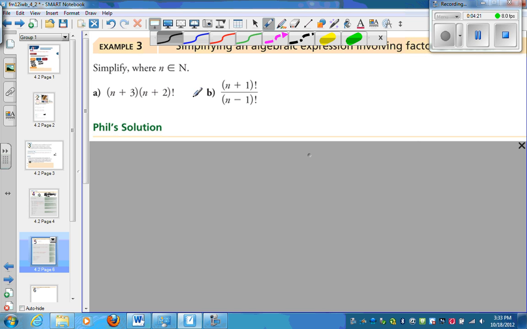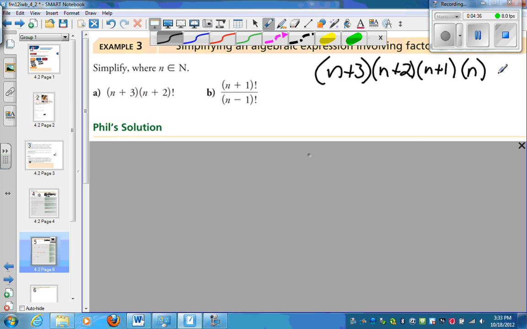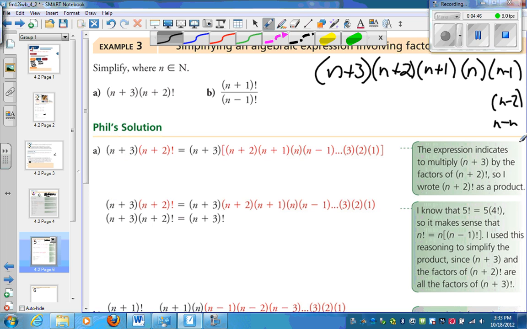So simplifying that, n plus 3 is just itself. N plus 2 factorial is n plus 2 times n plus 1 times n. Okay, and it keeps going, times n minus 1, n minus 2, all the way down to 1, sorry. Okay, so what you'll notice is this is just n plus 3 factorial.